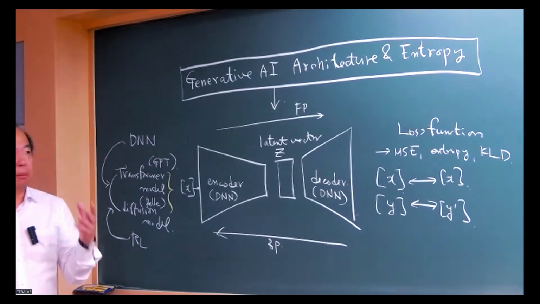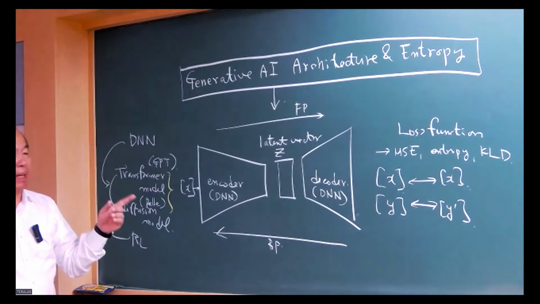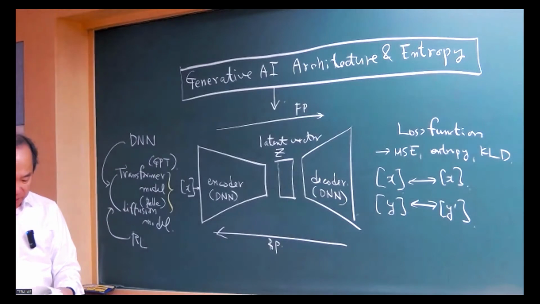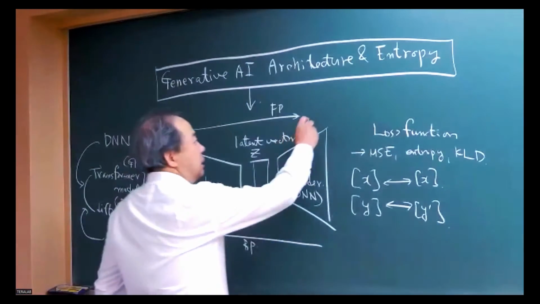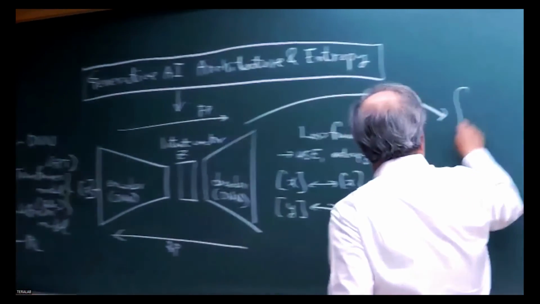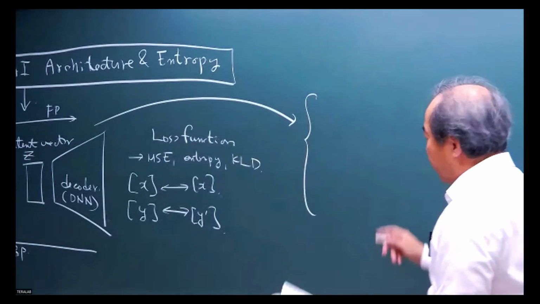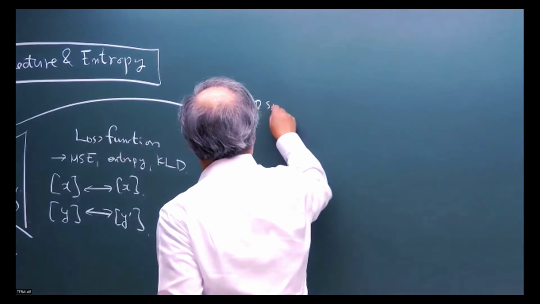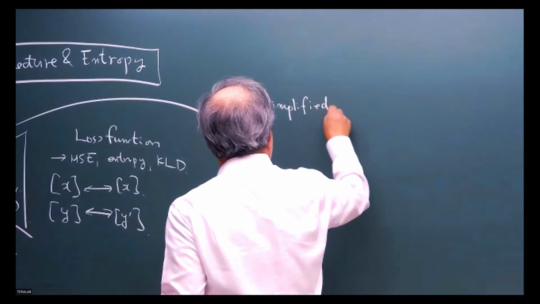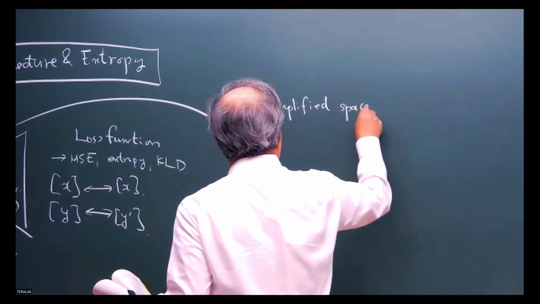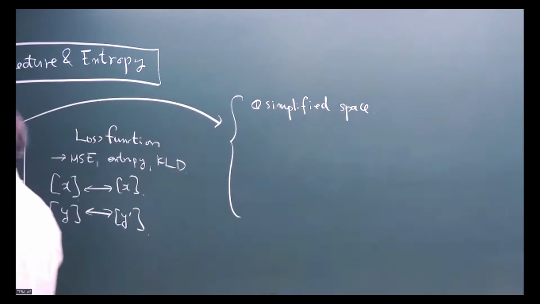I think 99% of generative AI architecture has this kind of form. Why do we have a G space? I think there are three reasons for that. Number one is simplified steps.